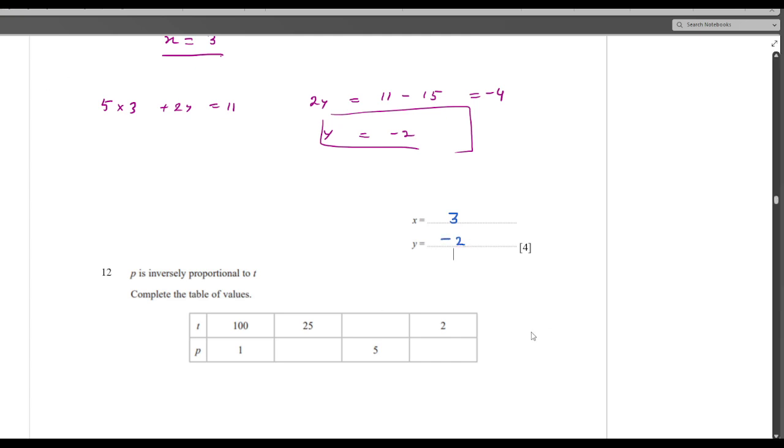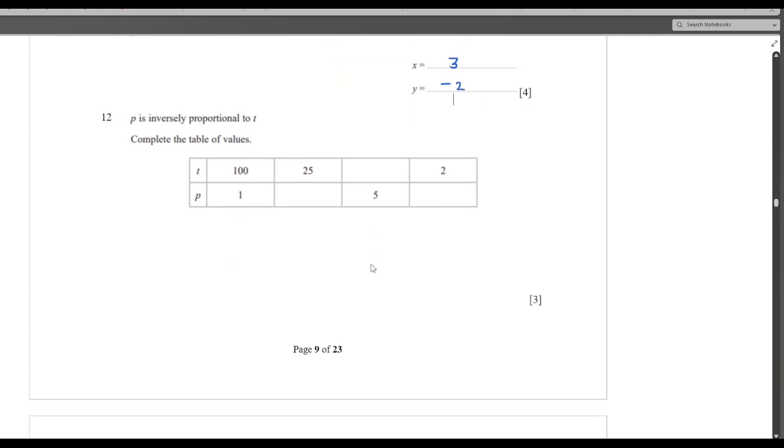Now, p is inversely proportional to t. Complete the table. When there is inverse proportion, the product of p and t is constant. Here the product of p and t is 100, so it should be 100 everywhere. 25 multiplied by 4 is 100, so I write 4 here. 5 multiplied by 20 is 100, so I write 20 here. And 2 multiplied by 50 is 100, so I write 50 over here.